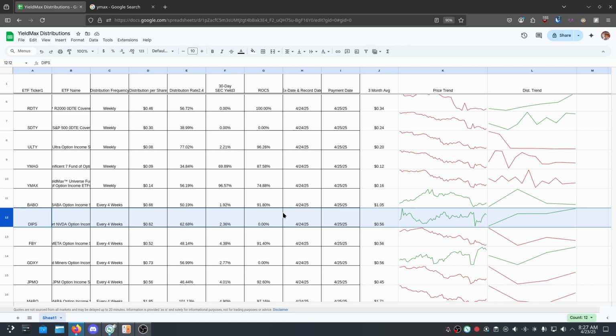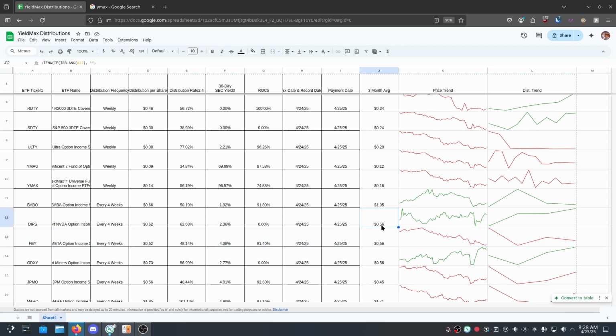Still very good. PBDC, we have 52 cents with a 3-month average of 56 cents as well. That is interesting that these three are all 56 cents actually. Huh.